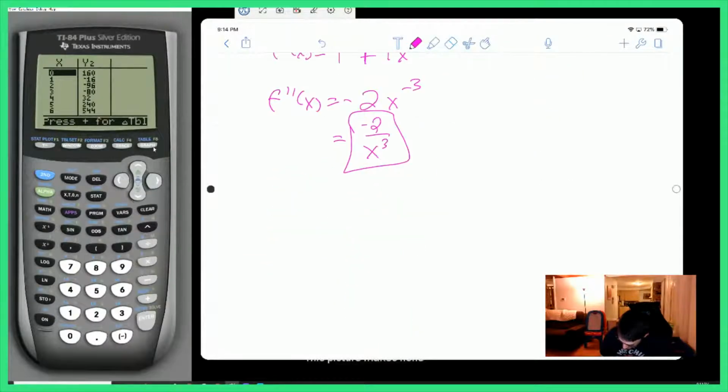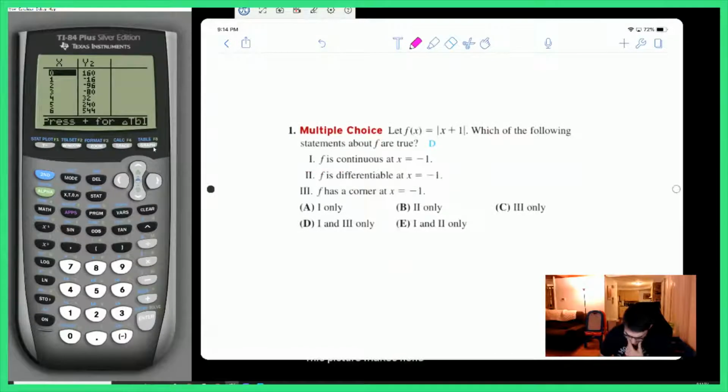Okay, let's try some more. Let's see. Which of the following statements are true about the absolute value of x plus 1?